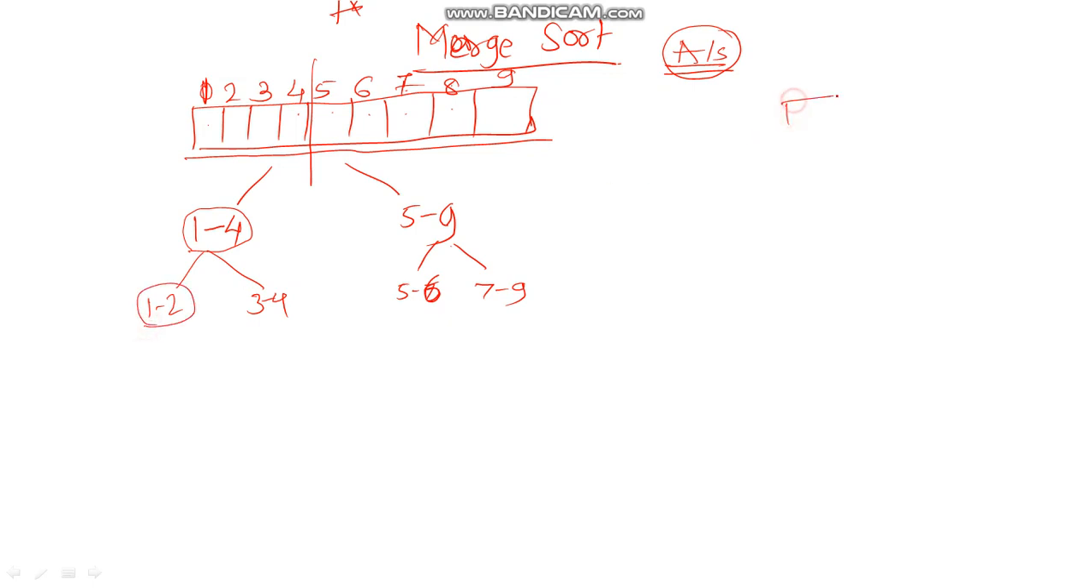Now 1 to 2 means there are 2 elements in my array. 3 to 4 means in this case 2 elements. 5 to 6 in this case 2 elements, and 7 to 9 in this case 3 elements. So it is something like this.